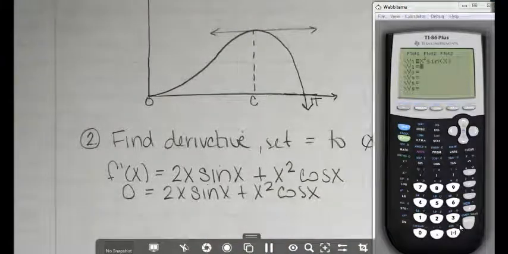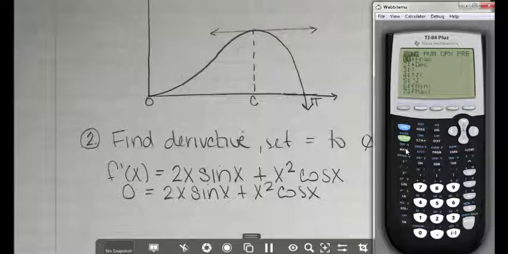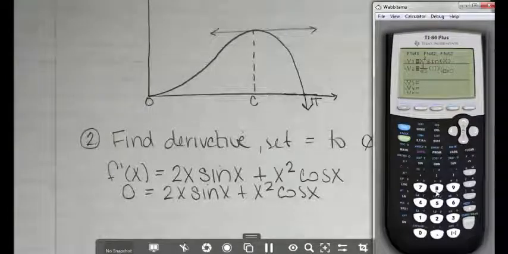From here you have two options. One of them is to actually take this and go ahead and plug it in as your y1, or the other one is to actually go ahead and find the derivative using your numerical derivative here. So we haven't done this in a while, so we're going to go ahead and practice in case you haven't been doing it. So to find the numerical derivative, we're just going to do math, and then nDeriv, which is 8. Okay, and we're going to do that with respect to x.